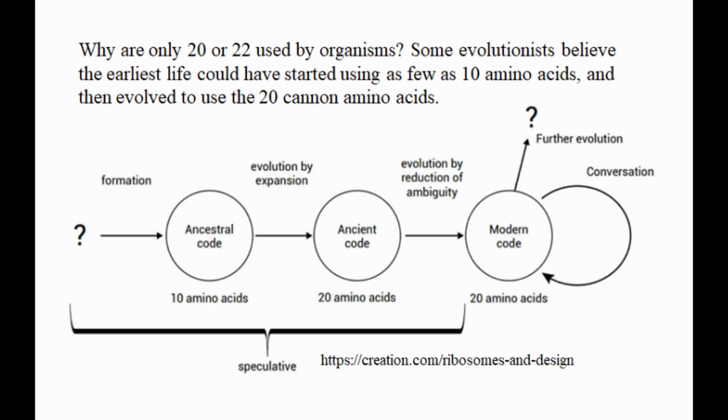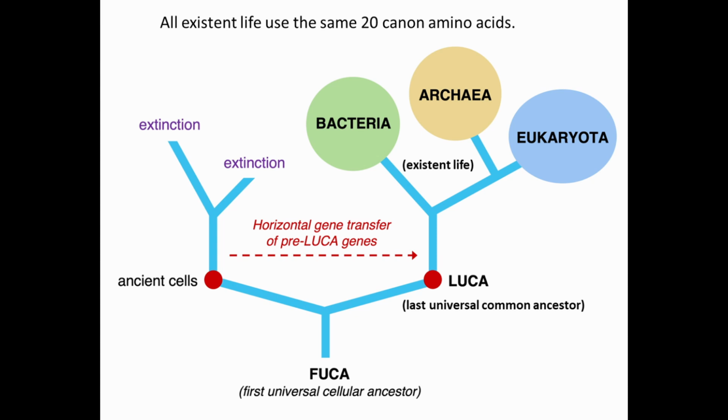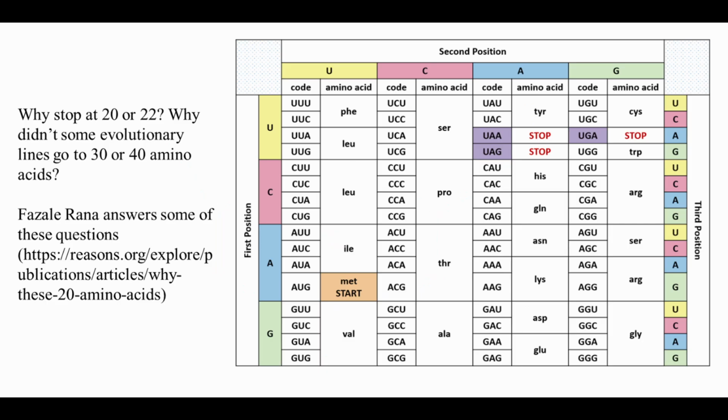A question that no one has the answer to is, of the hundreds of amino acids, why are only 20 or 22 used by organisms? Some evolutionists believe the earliest life could have started using as few as 10 amino acids, and then evolved to use the 20 canon amino acids. The evolution from 10 to 20 amino acids must have occurred fairly quickly, as the 20 amino acids is standard for all life forms, with the few exceptions that can use the 20 canon plus the 2 non-canon amino acids. Why stop at 20 or 22? Why didn't some evolutionary lines go to 30 or 40 amino acids?